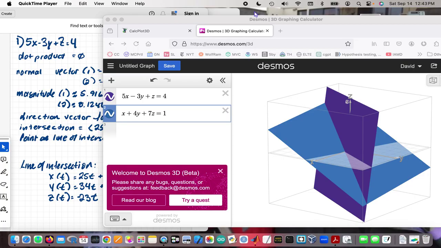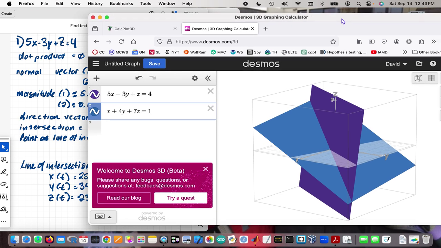In the next few minutes, you'll see three graphs of the two planes, some evidence from Desmos suggesting they intersect at right angles, and on CalcPlot 3D, you'll see the line of intersection and that point on the line of intersection that was previously computed.